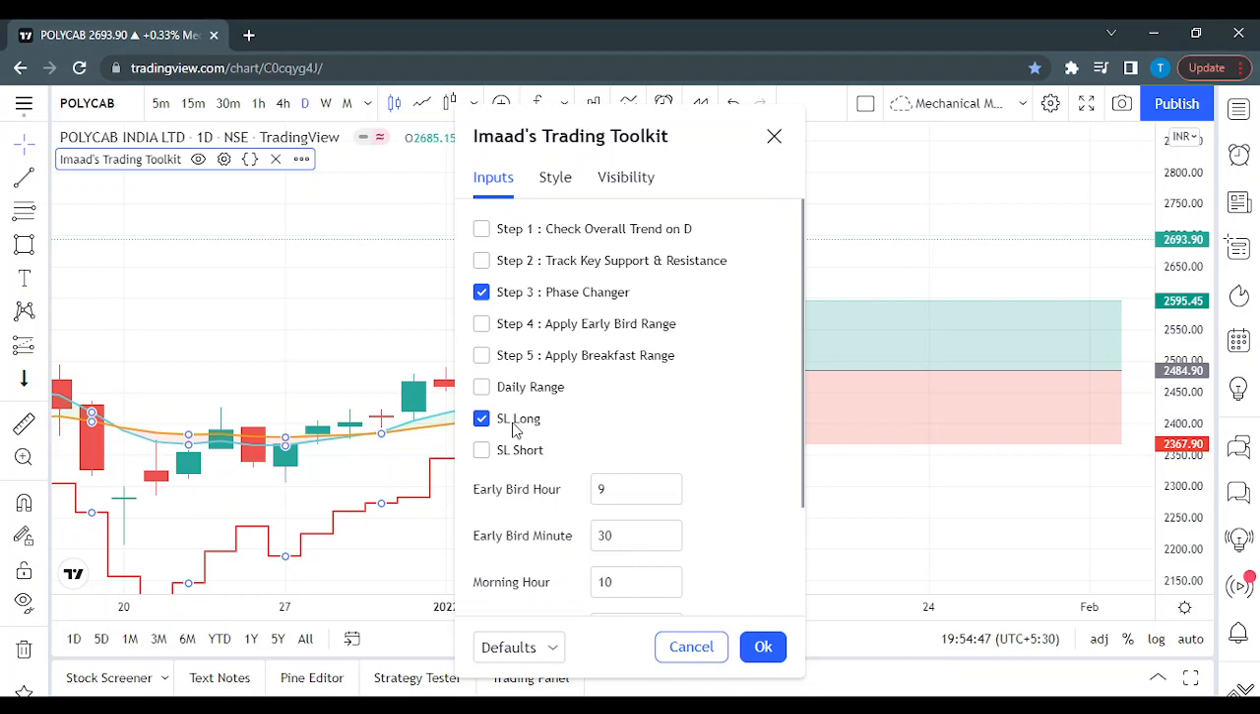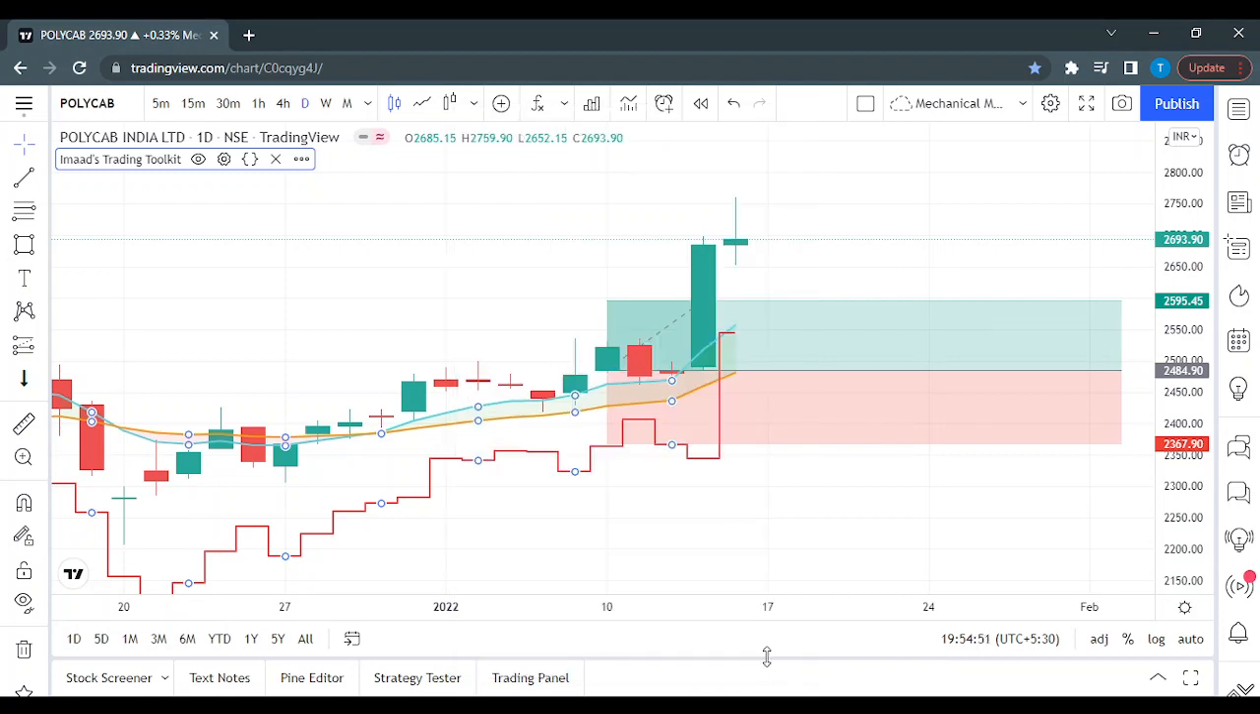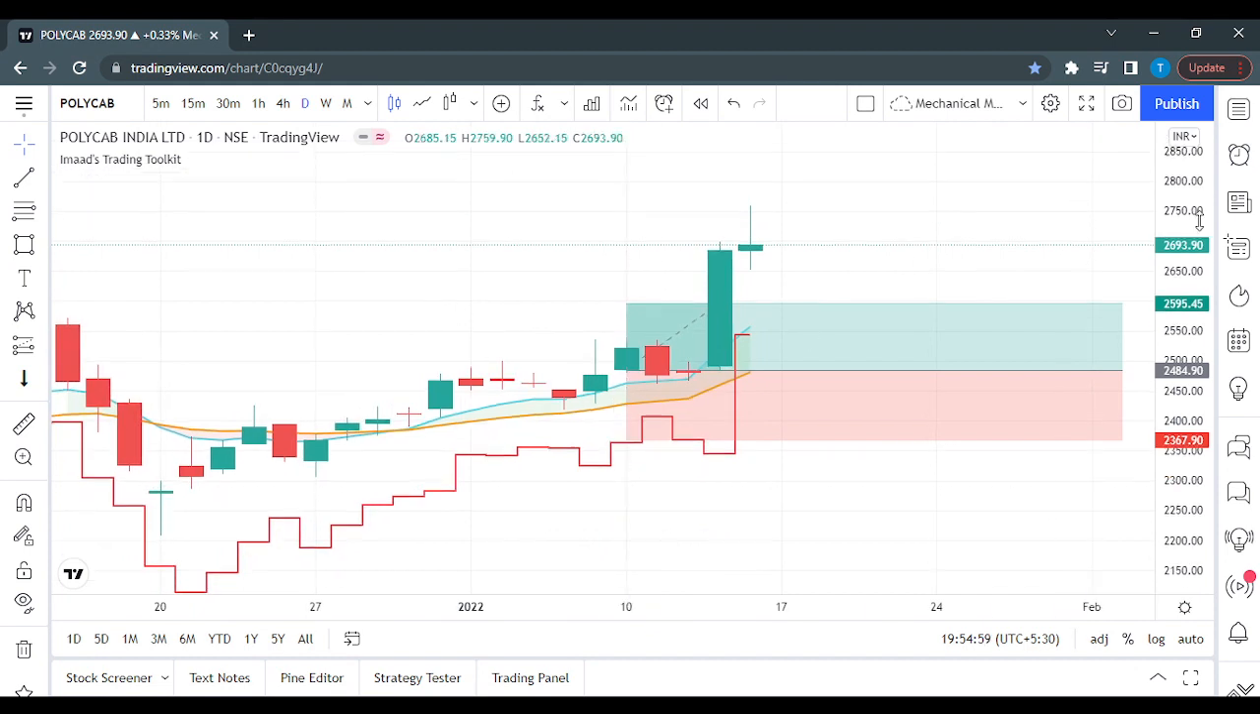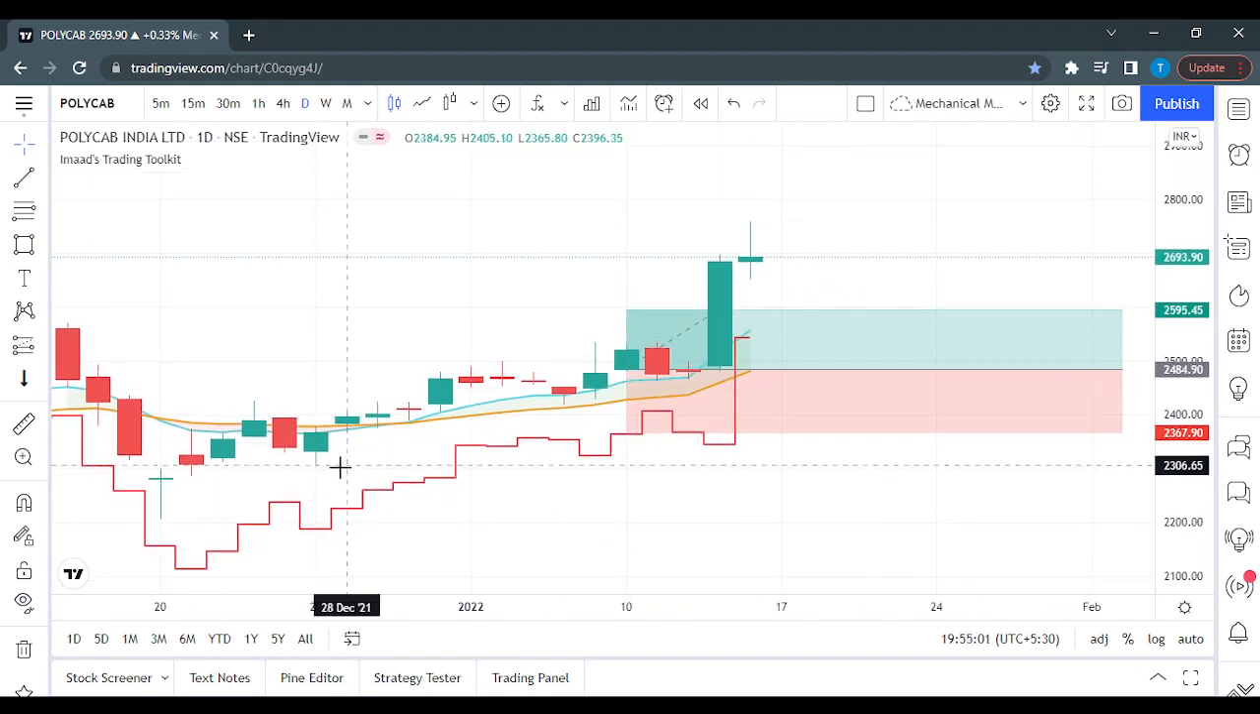I'm going to place something called the SL long line. Now this is a stop loss long line, which is a stop loss line for long trades, right? And this is something that I have developed over a period of time. It follows certain calculations, and this is only provided to our bootcamp participants who have taken our course, who are learning with us, and who are following the same setup in order to trade.